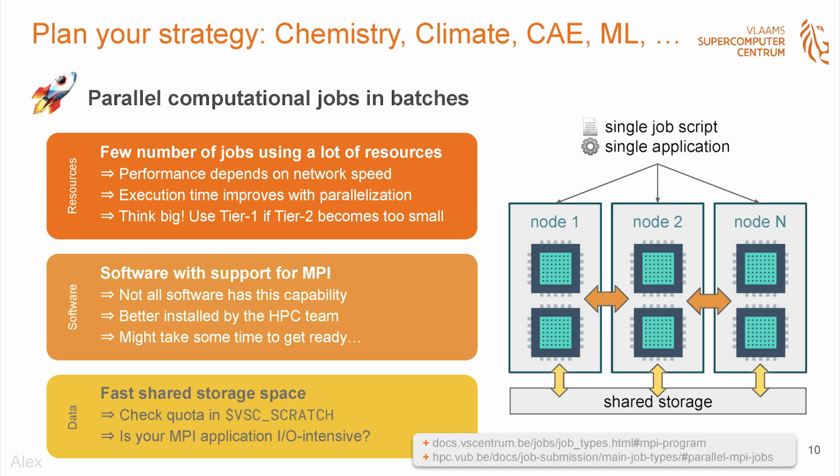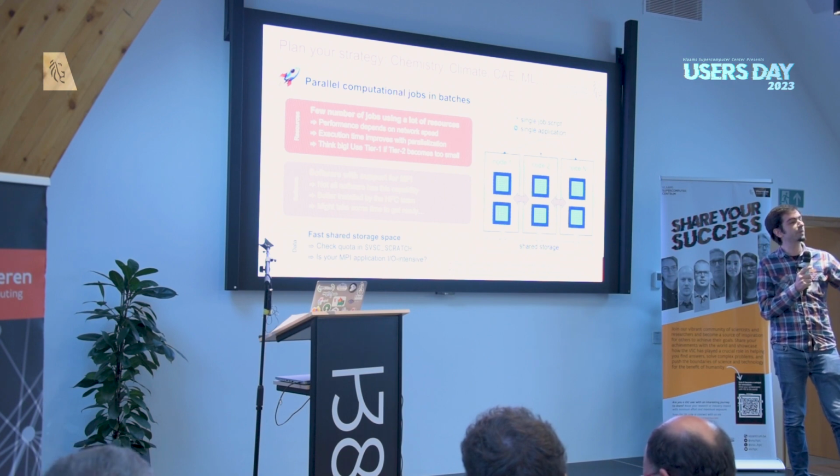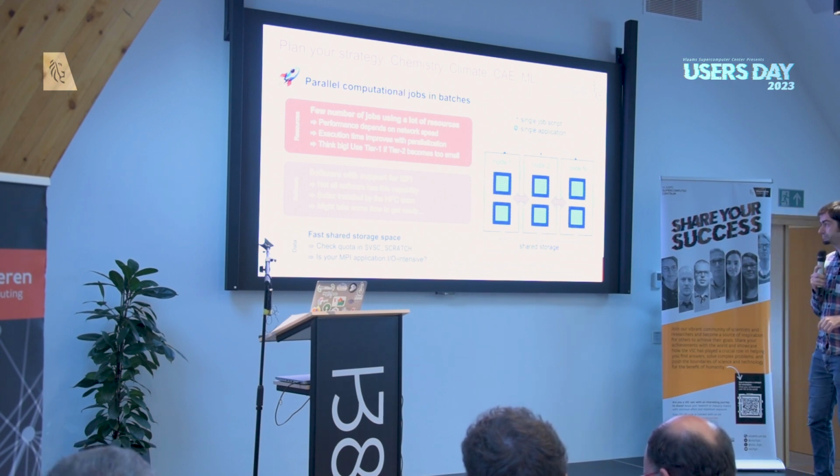And also in this case, you can really think big. So for instance, if your application falls into this category, start thinking about using Tier 1, because Tier 1 is really designed for these kinds of applications, with fast network and a lot of nodes that you can use. Also, in terms of software, keep in mind that MPI needs special treatment to be installed properly in the cluster. So if your software needs MPI and it's not already installed and available, ask for that in advance, because those installations might take more time to carry out.